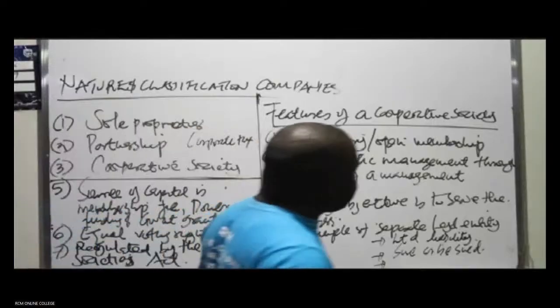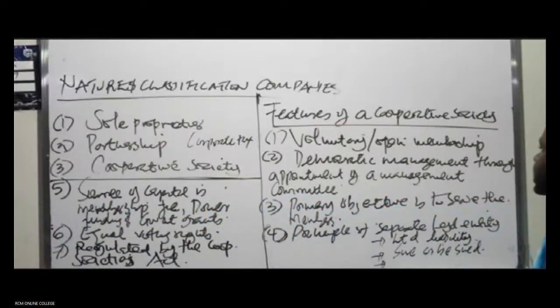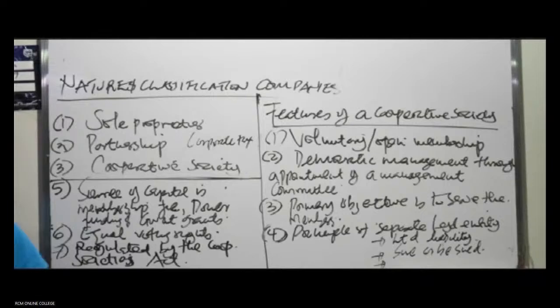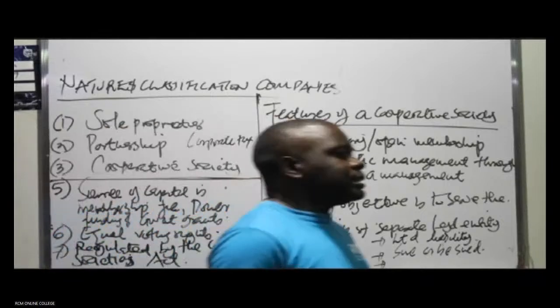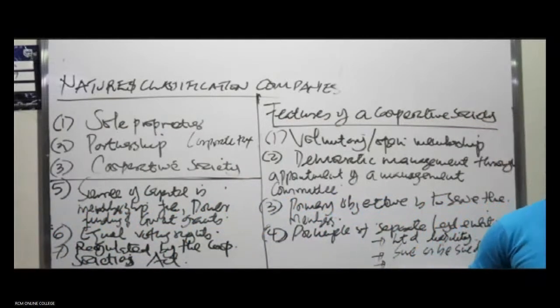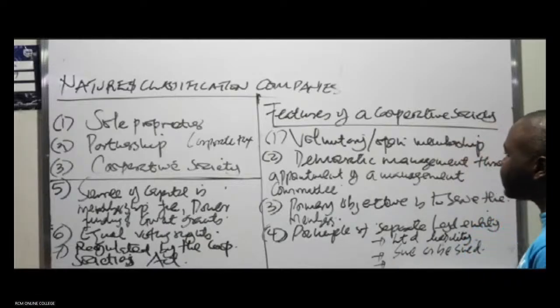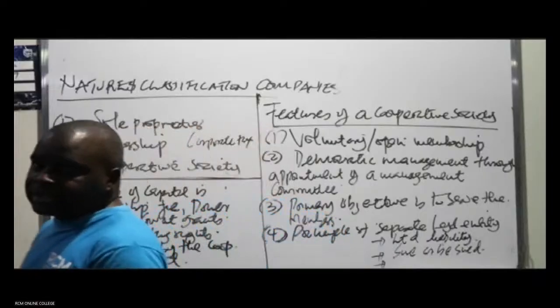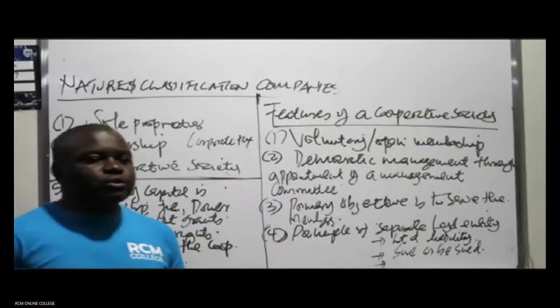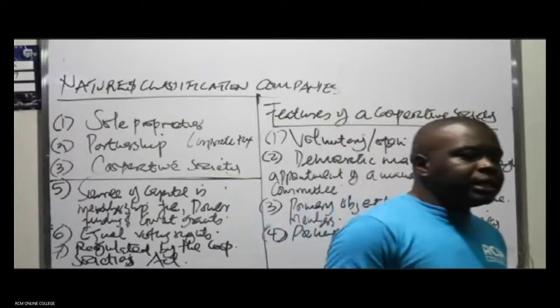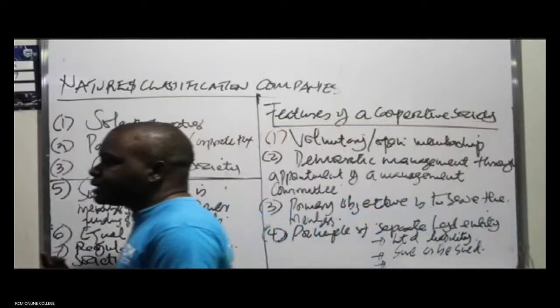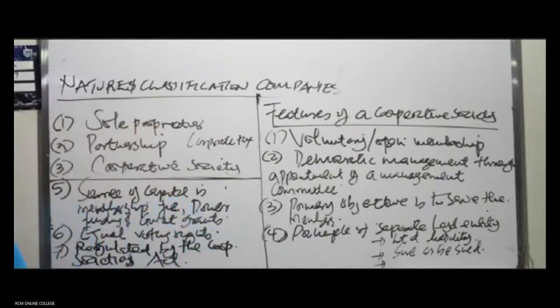So I'm going to give you examples, you don't have to worry. Let me first try to explain what a cooperative society is. Cooperative societies are basically cooperative bodies formed for the purpose of serving the members. Majorly, they are formed by persons of the same trade or profession.